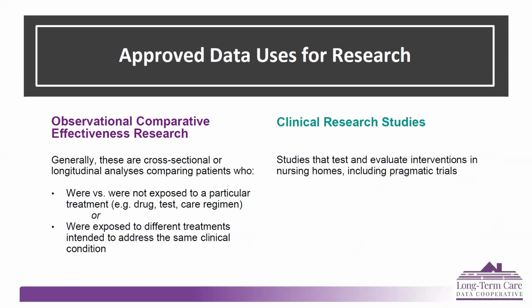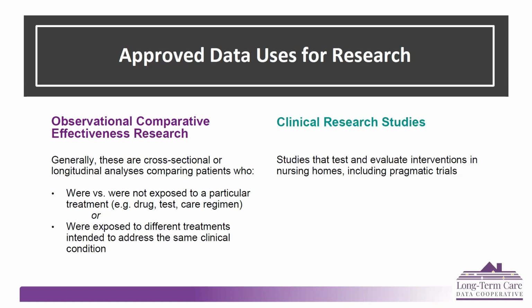So when we're talking about observational comparative effectiveness research, what does that mean? Generally, these are going to be cross-sectional or longitudinal analyses where patients or residents are exposed to some sort of treatment or exposure, as opposed to just being a descriptive trend study over time. So the study is proposing to compare patients who were or were not exposed to a particular drug, a test, a care regimen, a care model, or they were exposed to different treatments intended to address the same clinical condition.